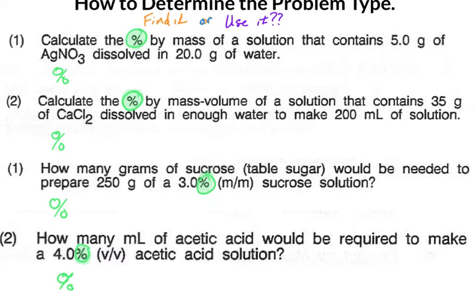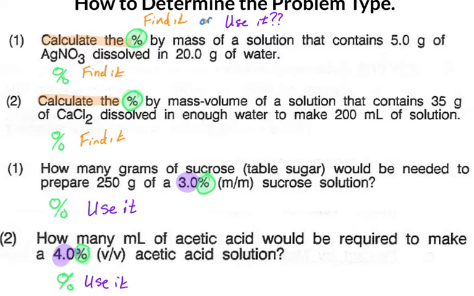Next, we need to decide if this is a find it or a use it type of problem. So again, we're going to look at the question. It should tell us what we need to know. And in this case, we see that it says calculate the percent. That would be a find it. Here again, we see calculate the percent. So again, it is a find it. Next, we're going to look at the next one, and it says that I have this percentage. So if I'm given a percentage, I'm going to use it because I already have that percentage.